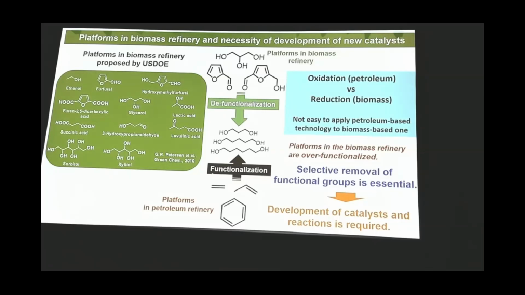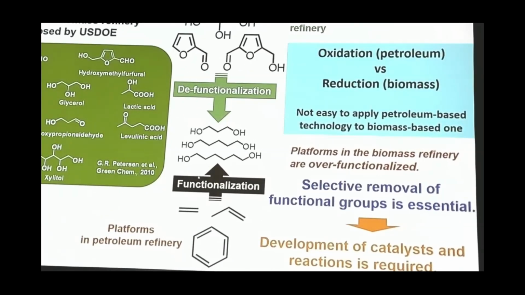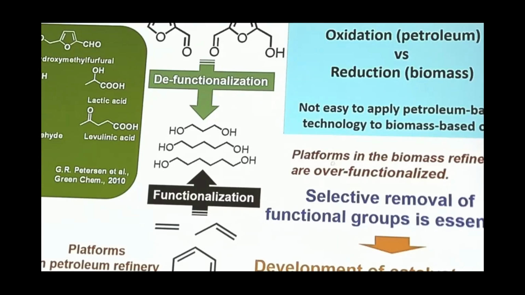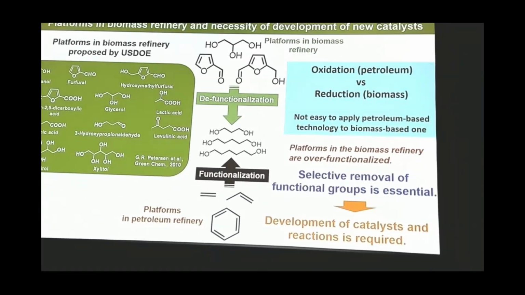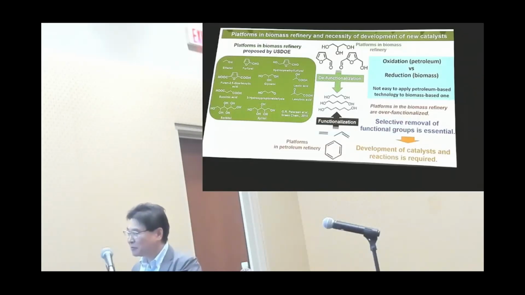As you can see, ethylene, propylene, and benzene are the platforms in the petroleum refineries. In this case, functionalization is important. These are completely different in petroleum refineries and biomass refineries. Platform chemicals in biomass refineries are over-functionalized. Therefore, the selective removal of functional groups is so important, and the development of selective catalysts for the reaction, for example a new reaction, is required.